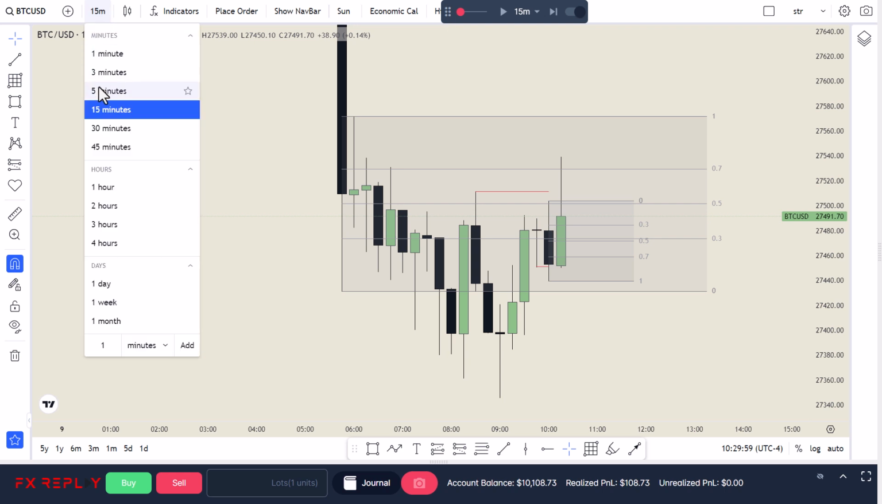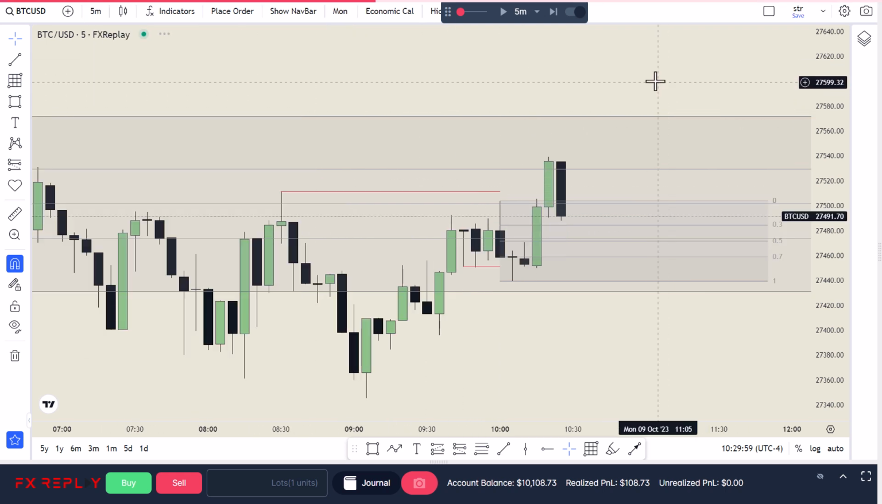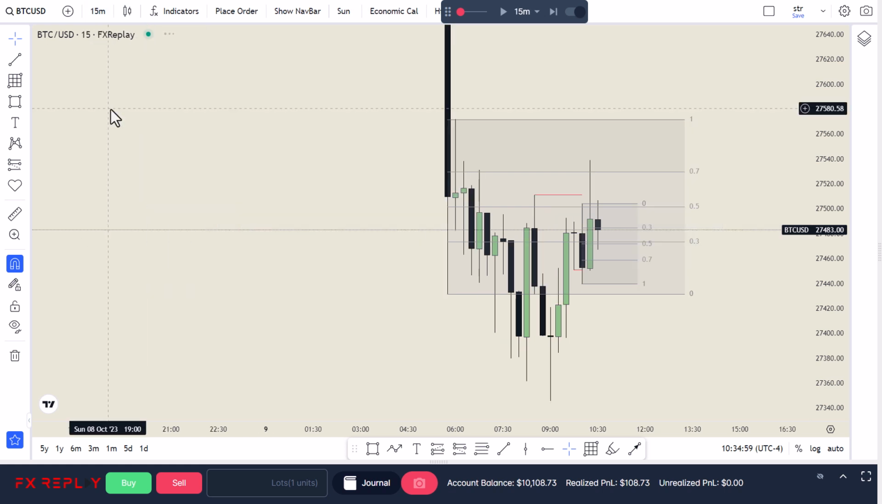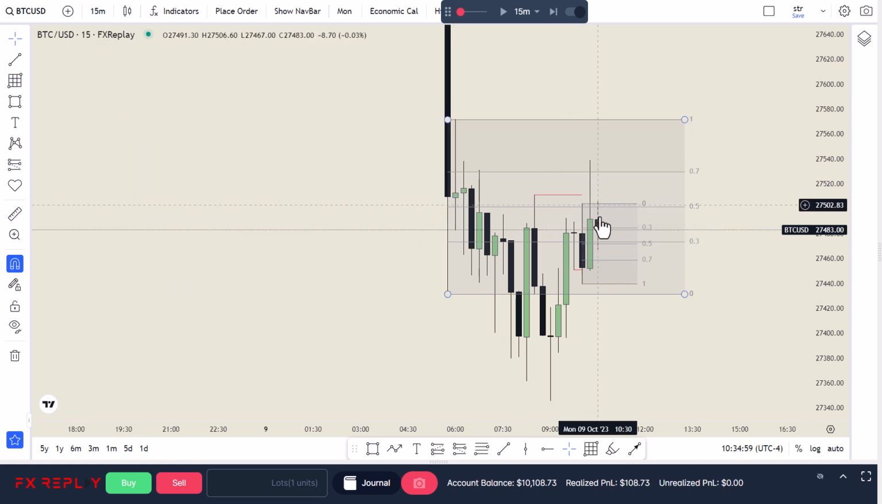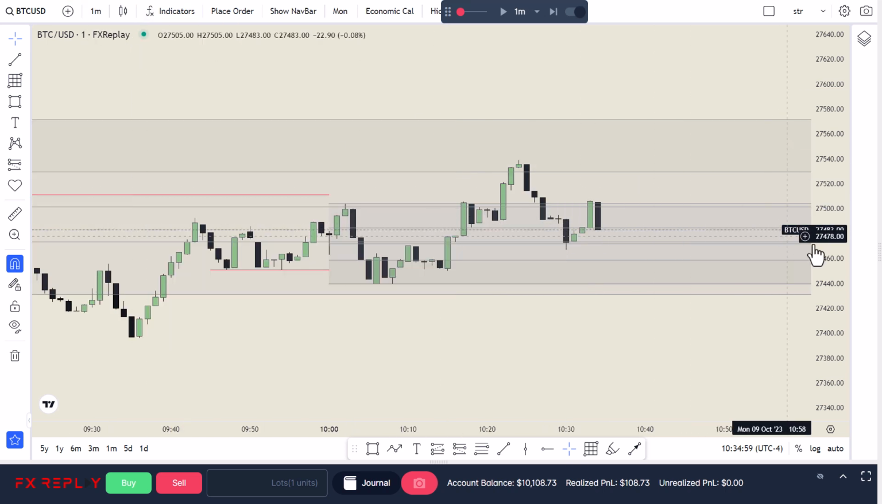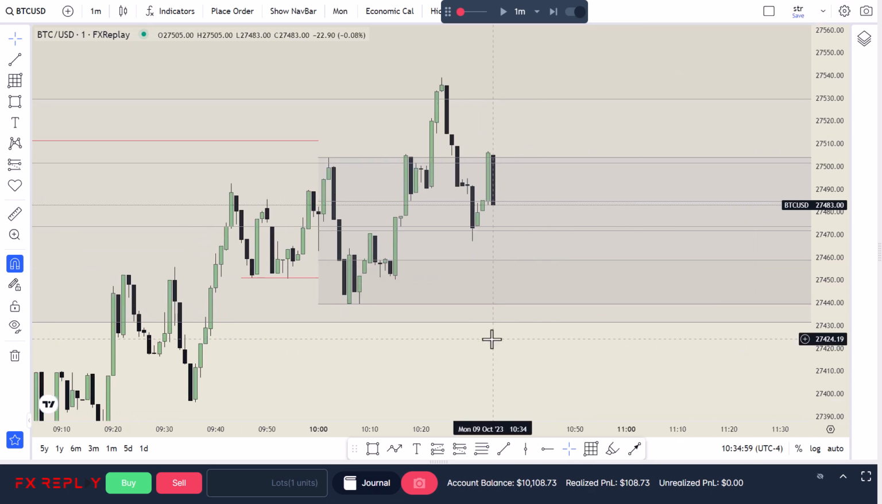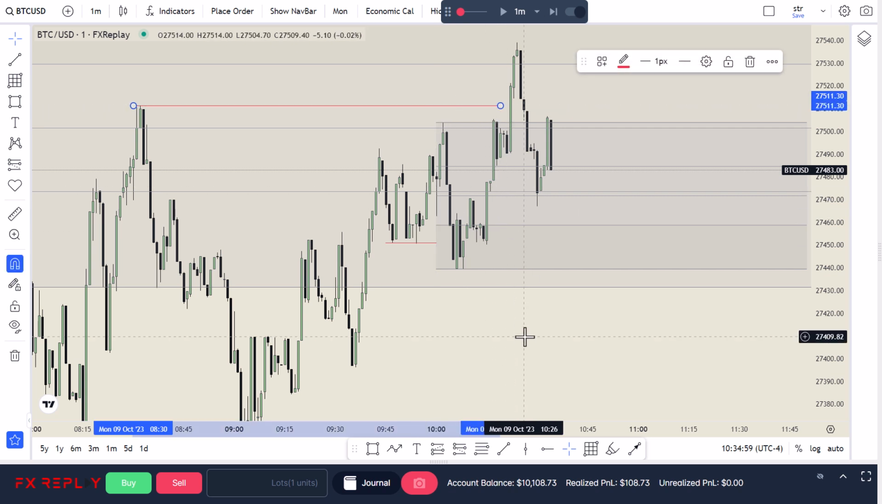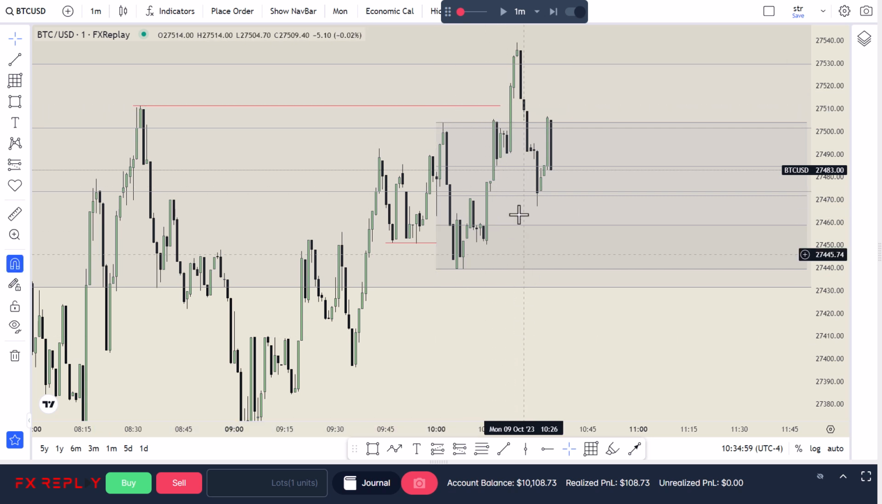This is an interesting scenario. We closed below it here. All right. And let's go one more time to the 15 minute. We have a closure here. All right, we have a failure. Now let's see how the 1 minute reacts. If we close below this low, that means the 15 minute is in play and we should trade lower.